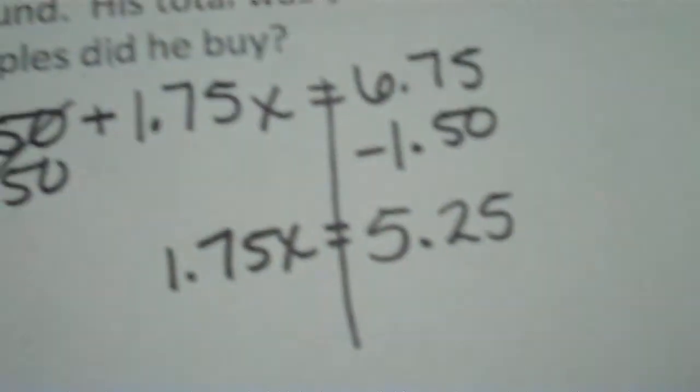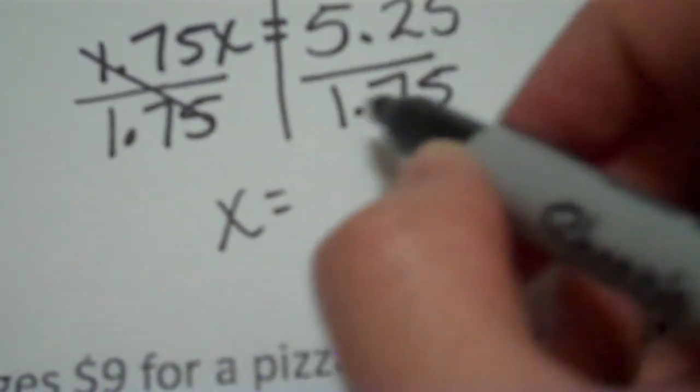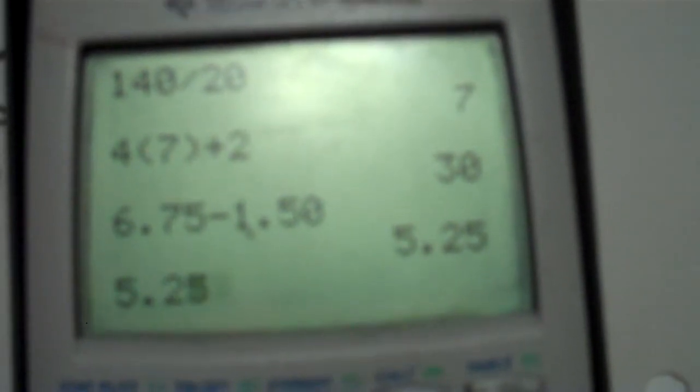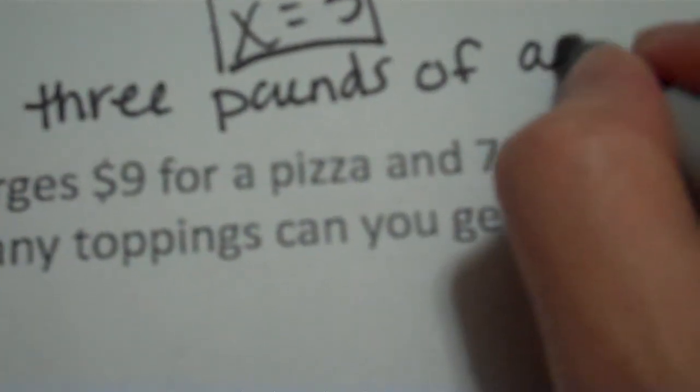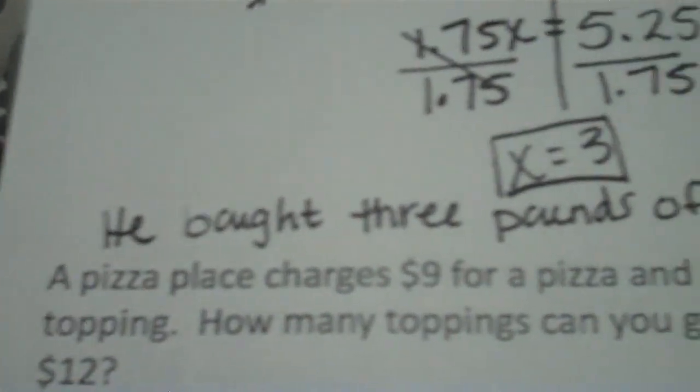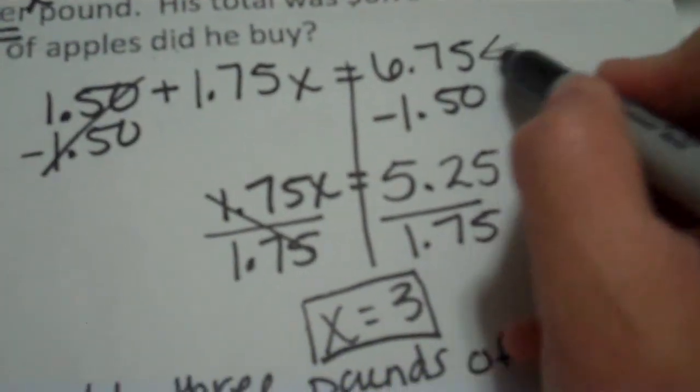$5.25. Yet again, all this is not new. Then we divide by 1.75. Okay, that goes away. X equals 5.25 divided by 1.75. So, kind of hard to see. 5.25 divided by 1.75 is 3. So X is 3. Yet again, this is your answer. However, this is a word problem, so your answer needs to be a sentence. So how many pounds of apples did he buy? He bought 3 pounds of apples, with a capital letter and a period at the end. Alright? So we got our answer. Yet again, this first step is the hardest part. Everything after that you're used to.